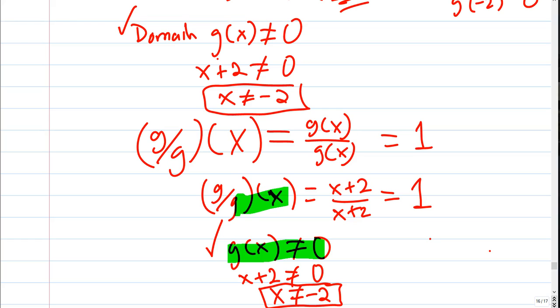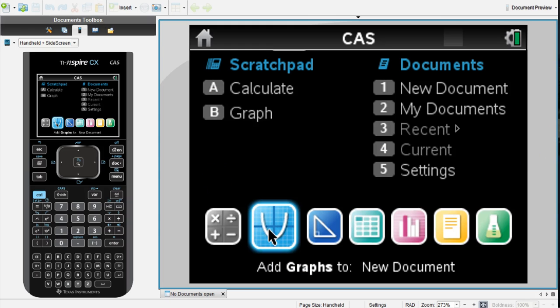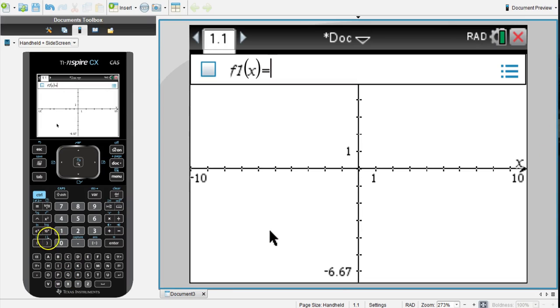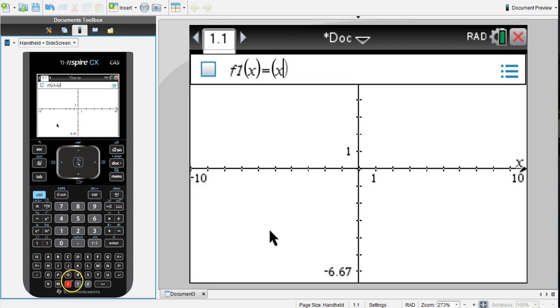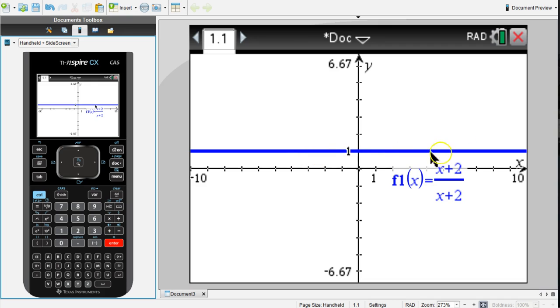I can show this to you. The calculator actually kind of does handle this. If I graphed x plus 2 divided by x plus 2, anything divided by itself is 1. It just graphs 1. But there's a hole in this graph. I don't see a hole. Well, we just said x cannot equal negative 2. There's a hole right here. They don't show it to us, but it's there.